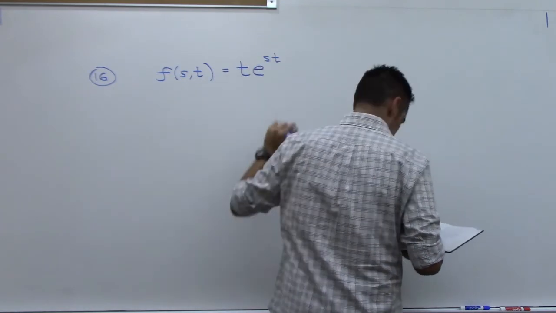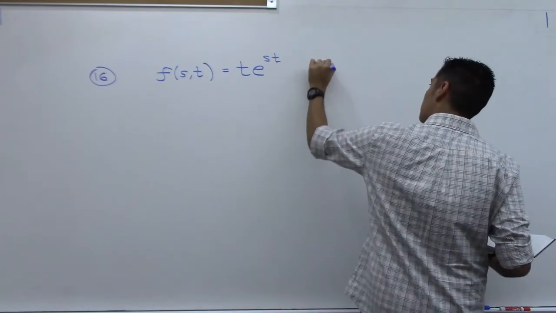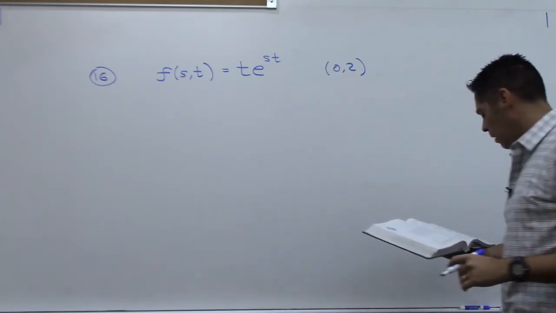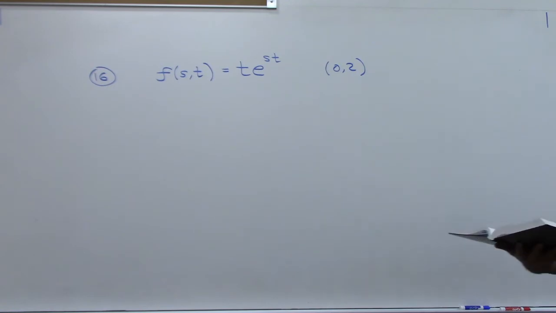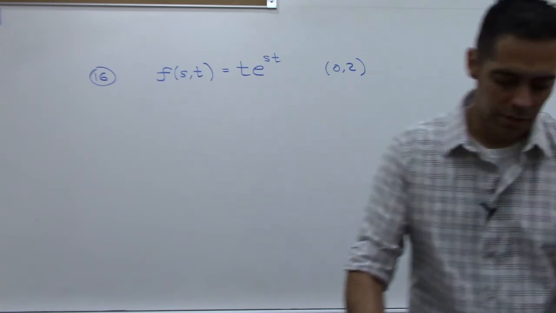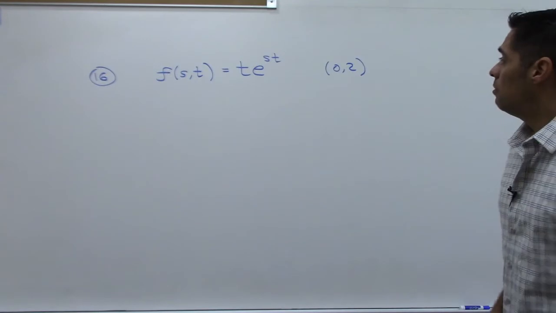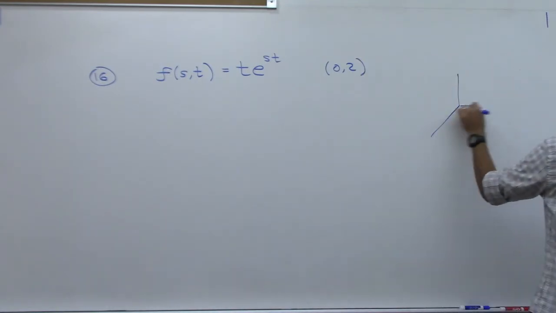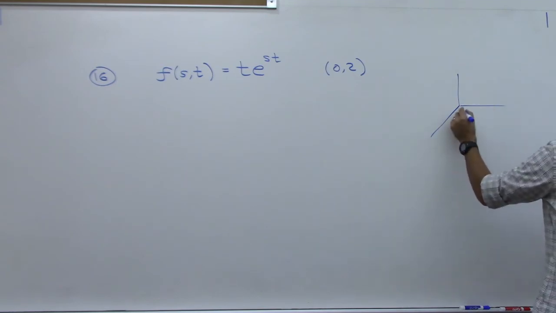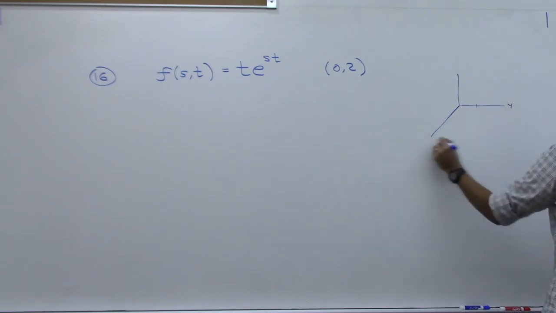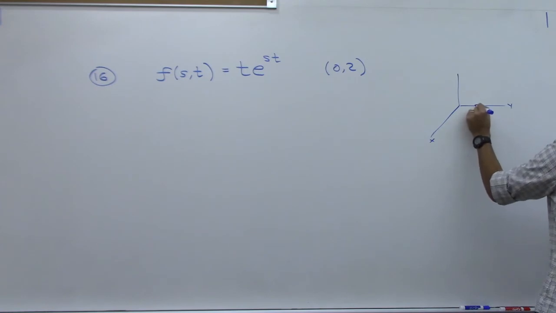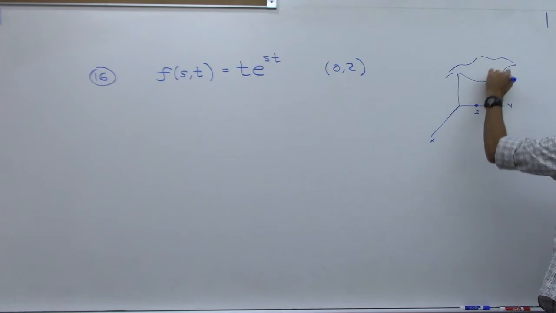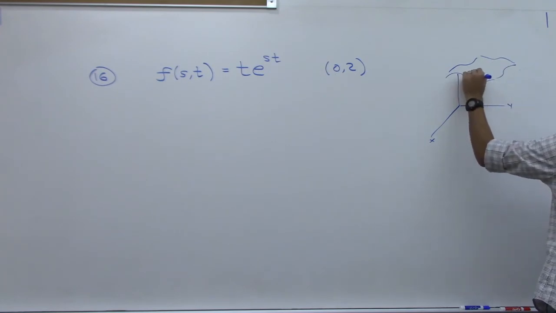You have a point that's given, (0, 2). You're asked in this problem to find the maximum rate of change of the function at the given point, and then what direction it occurs in. So this is a function of two variables, so the domain is on the ground. We go out to the point (0, 2), and up above is some surface. There's a point.